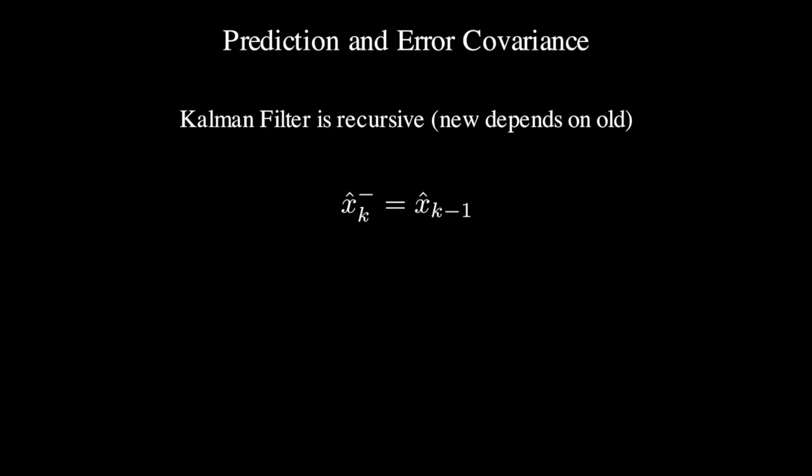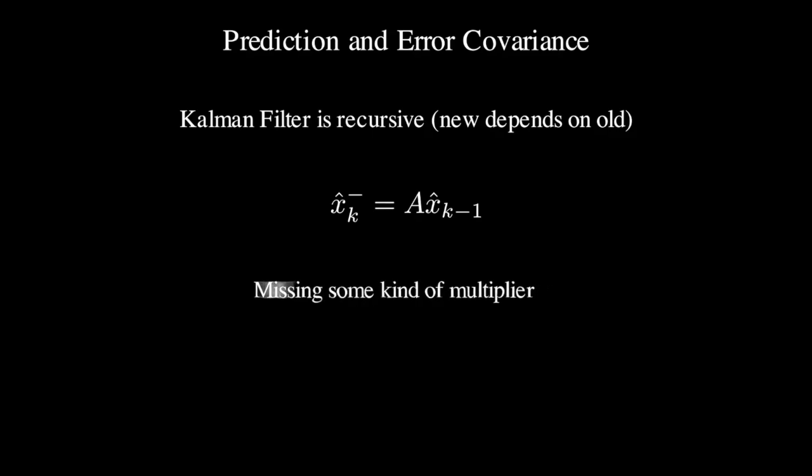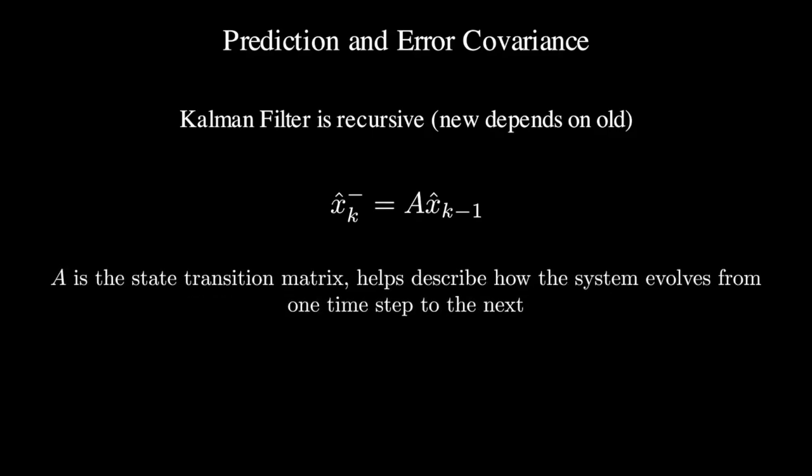Surprisingly, this is very similar to what the real equation is. However, we are missing a quote-unquote constant. It's not really a constant, but you can think of it like that. This is the equation. A is called the state transition matrix. It describes how things change over time. Its job is basically to describe how the system evolves from one time step to the next. It's a matrix that predicts where an object should be based on its past movement.